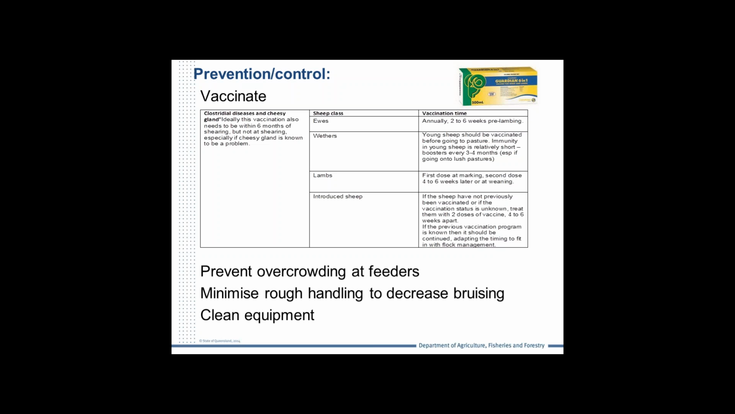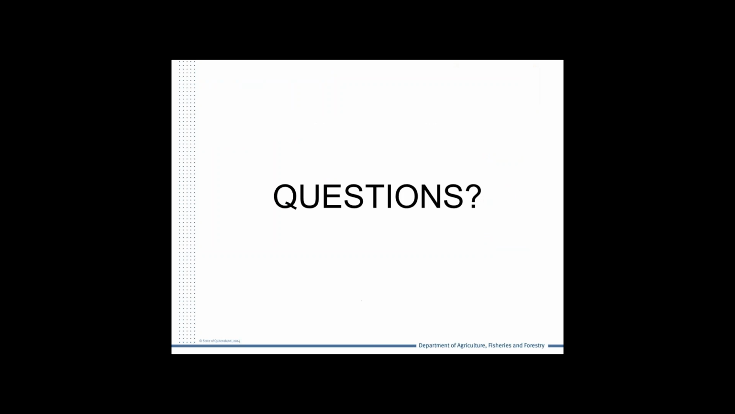Also, to help prevent and control blackleg, the carcasses should be destroyed by burning or deep burial in a fenced-off area, and that will limit the heavy spore contamination of the soil. Also recommended that you don't open the carcass or drag it along the ground. Other measures you can use as well is prevent overcrowding at feeds, and that'll help reduce your bruising and minimise rough handling, also to decrease your bruising. And again, clean equipment when you're doing anything.